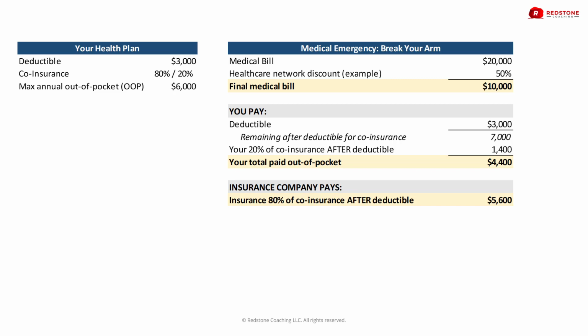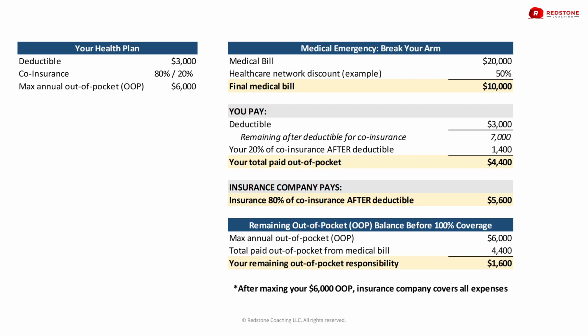So your 20% of the coinsurance after the deductible, 20% of $7,000, is $1,400. So your total out-of-pocket money paid for this medical bill, the $10,000, is $4,400, because you paid the $3,000 deductible and you paid the 20% of the remaining $7,000, which is $1,400. So $3,000 plus $1,400 is $4,400. Now, that means that the insurance company paid the remaining 80% of the $7,000, which is $5,600.